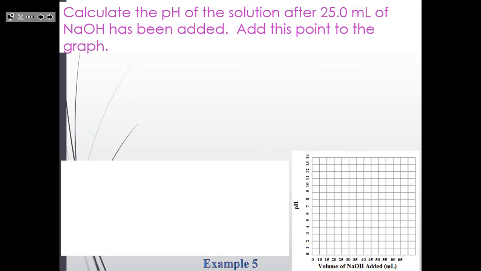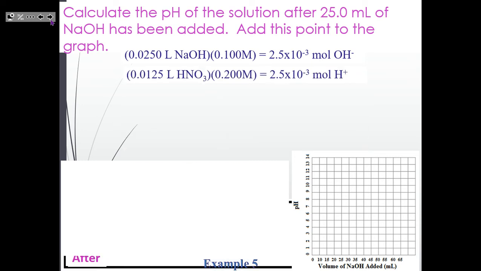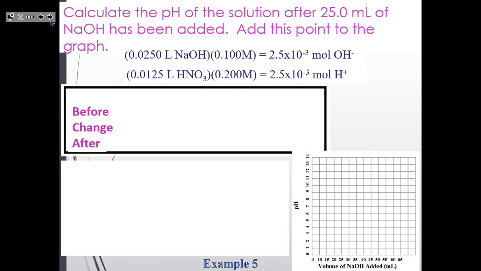Okay, again, we're going to assume that we started from 0, but now we're going to add 25 milliliters of NaOH, and then we're going to add this point to the graph. So, again, acid plus base, this is a chemical reaction. We need a BCA table with moles. Again, pause the video if you really need to slow down to get all these notes in. Feel free to pause.